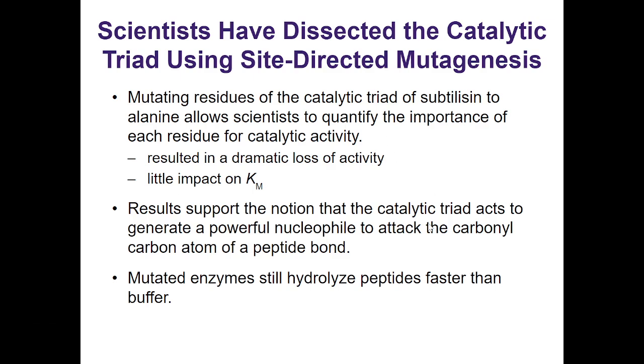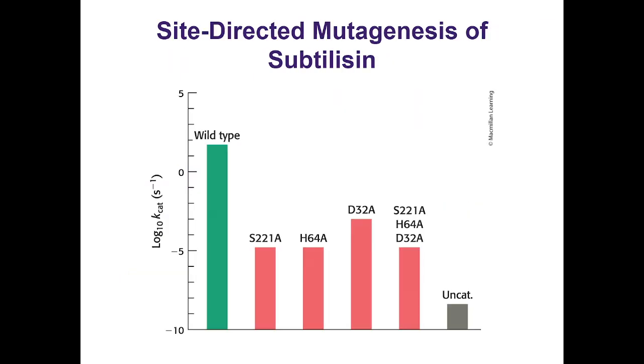All right, so the results support the notion that the catalytic triad acts to generate a powerful nucleophile to attack the carbonyl carbon atom of a peptide bond. The mutated enzymes still hydrolyze peptides faster than buffer, so they still have catalytic activity, but they have lost an important portion of that activity due to the loss of that specially modulated base that we talked about, right? Okay, and so this is the site-directed mutagenesis of the subtilisin.